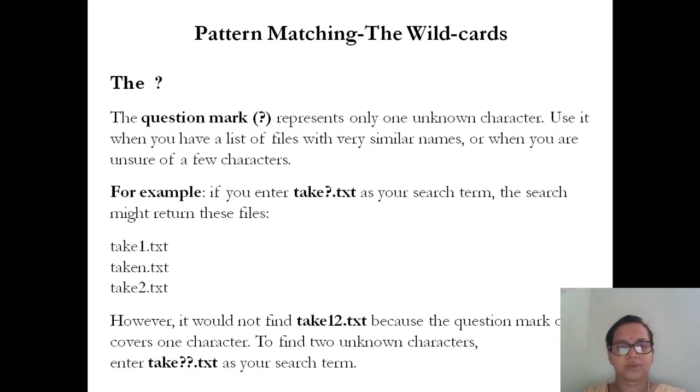For example, if you enter take along with a question mark, I don't know whether it is take 1, take n, take 2, take 3. I don't know about the existence of the single character. For that reason I have placed the question mark with .txt as a search term, and after searching, these are all the possible outputs I will get.